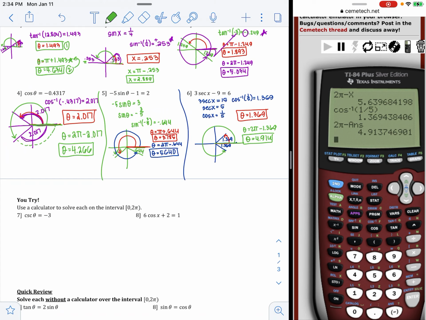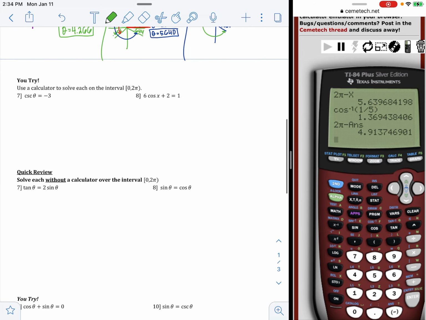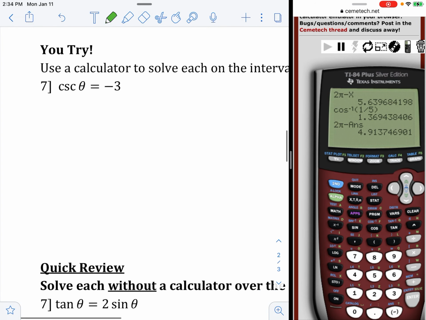Okay, why don't you pause the video and try the next 2 on your own, and then you can come back and see how you did. All right, if you got theta is 3.481 and theta is 5.943 for 7, and then for 8, x is 1.738 and x is 4.545, you did both correct, and you can move on to the quick review. If you didn't get those, let's see where you made a mistake.